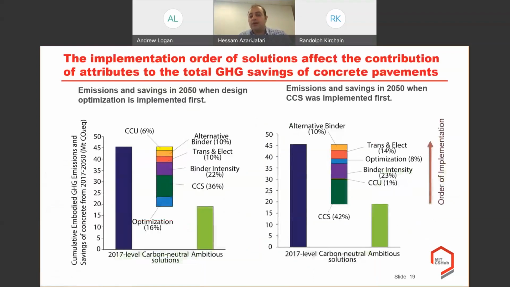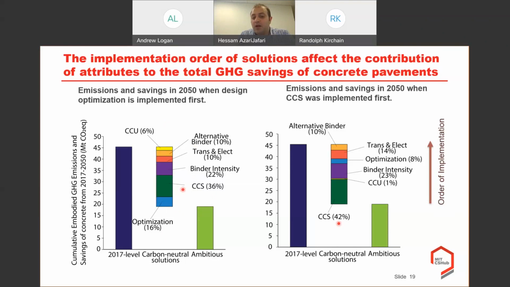To give you a broader example, you saw this graph here, the left one, which is related to the cumulative savings of concrete mixtures used for a pavement network. Here, the order of implementation is from the bottom up again. Here we have optimization implemented first, which will save 16% of the total savings that we can expect from all these levers. Then 36% savings from carbon capture and storage.